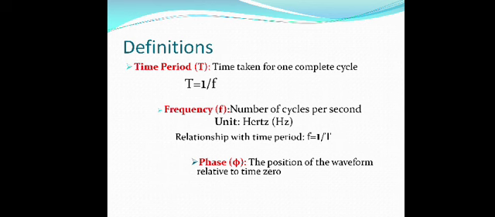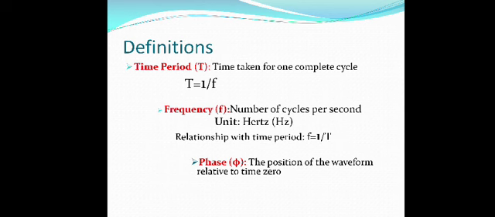Next, let us see the basic definitions in AC circuits. First of all, time period. The time taken for one complete cycle is called time period, and the formula for the time period is T equal to 1 by F. Next, frequency. The number of cycles per second is called frequency. The unit for frequency is hertz. The relationship between the time period and frequency can be written as F is equal to 1 by T.